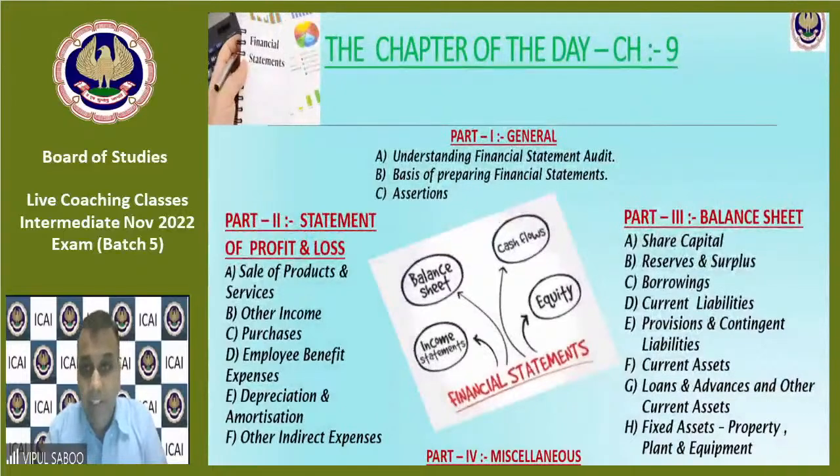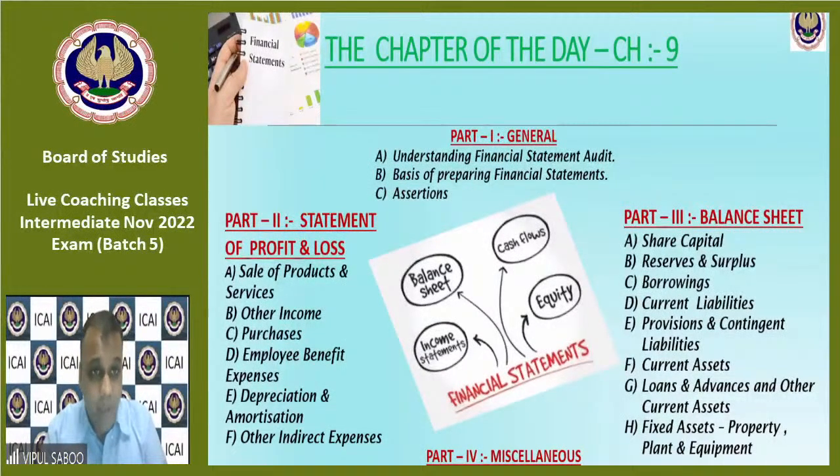So we have divided this chapter into 4 parts. Part 1 would be general. We'll understand what is the financial statements audit, then how are financial statements prepared, then the assertions part. You might have covered assertions in your chapter 1, but we'll be dealing with them in detail over here. The whole chapter is based upon assertions. Assertions is the ground for this chapter. Make your foundation strong. The building of this chapter would have good strength.